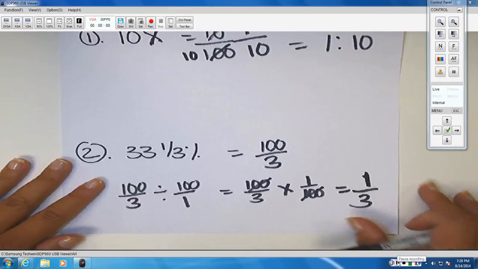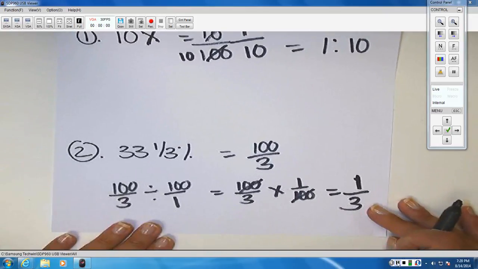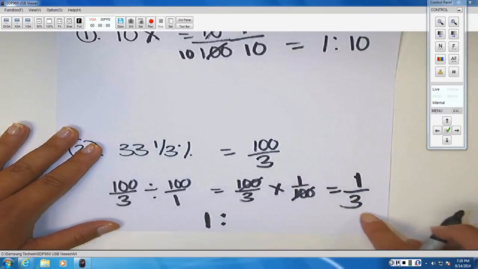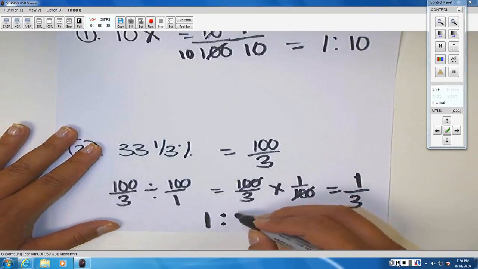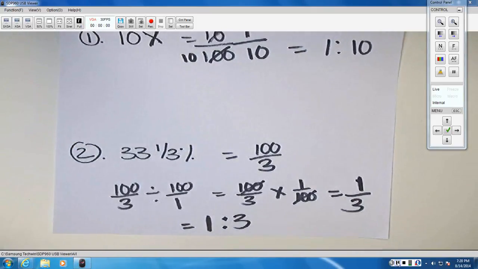Sorry about that. Had a catastrophe. So I was left with 1/3 as my fraction. My 1's going to become my first number in my ratio. My denominator, or my 3, will become my second number. So I am at 1:3.